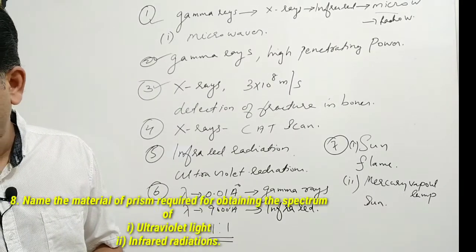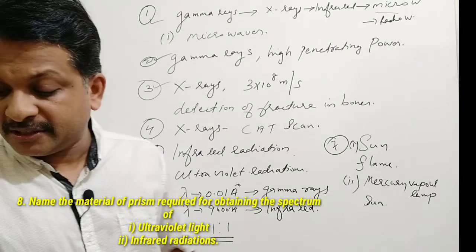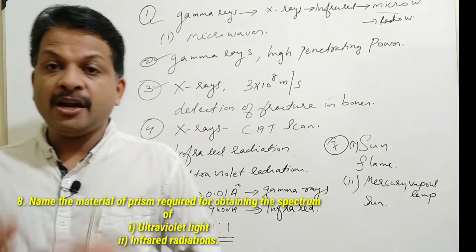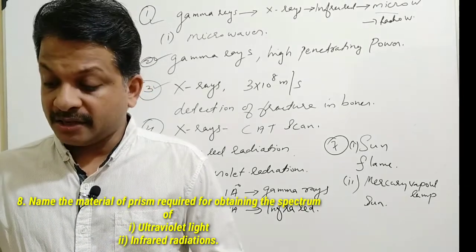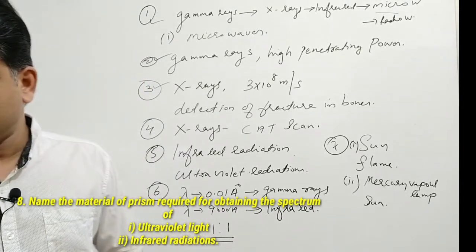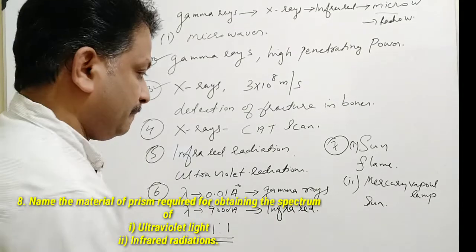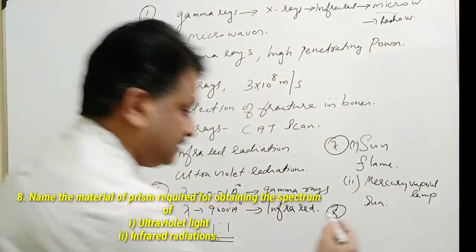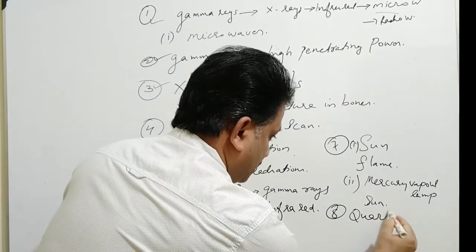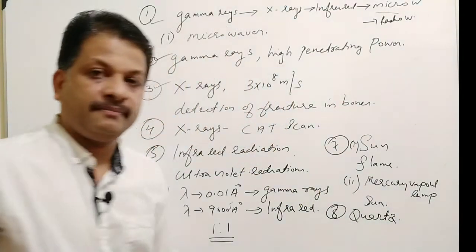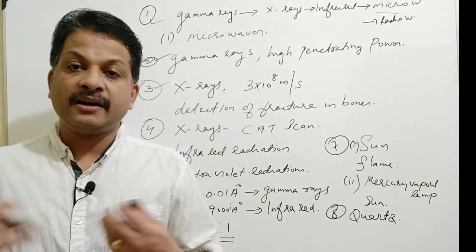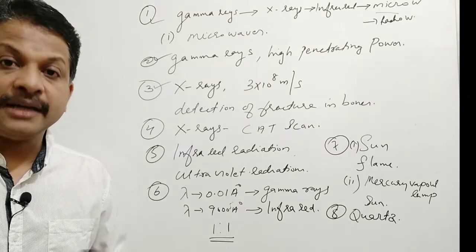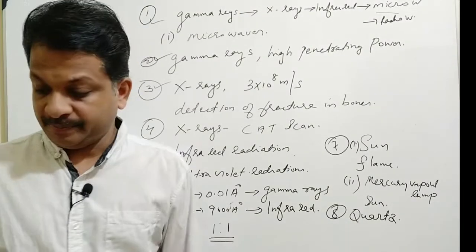Name the material of prism required for obtaining the spectrum of ultraviolet and infrared radiations. So the material of the prism used for producing the ultraviolet spectrum: it is produced by a prism which is made up of quartz. Quartz material. Because if you use a glass prism, ultraviolet radiation will be absorbed by the glass. Quartz will not absorb. That's why we use quartz prism.